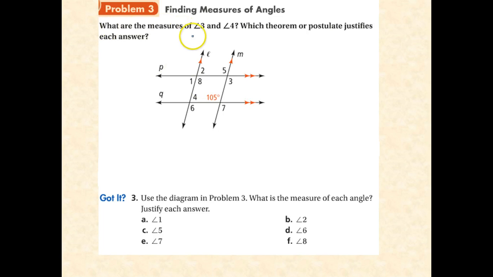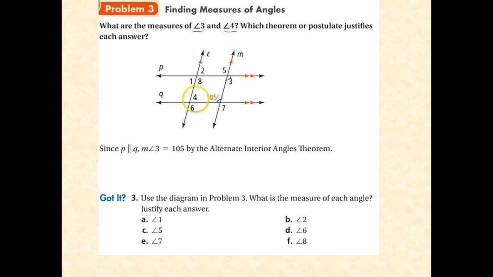Alright, so problem 3. What are the measures of angle 3 and angle 4, and which theorem or postulate justifies each answer? Well, since P is parallel to Q, the measure of angle 3 equals 105 by alternate interior angles. This angle is congruent to this angle, so the measure of angle 3 is 105 degrees.